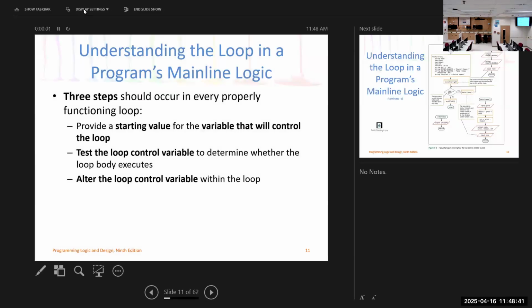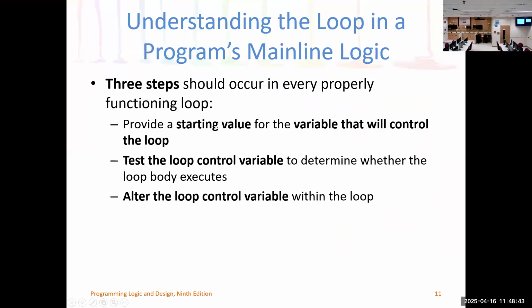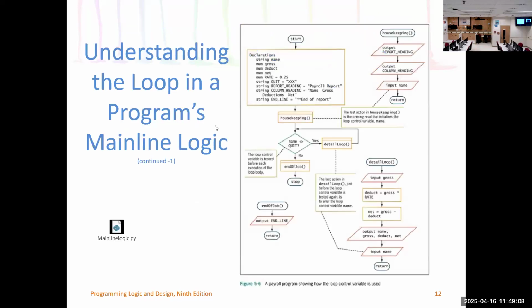So basically, that's how the loop works very well in the case you work with the mainline logic. Let me mention it again: three steps occur in every properly functioning loop. You have to provide a starting value for the variable that controls the loop. You have to test the condition of the loop control variable, and also in the body of the loop, you have an action to change the loop control variable. Otherwise, it will be an indefinite loop.